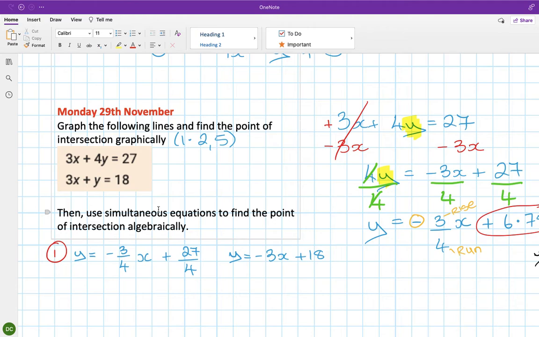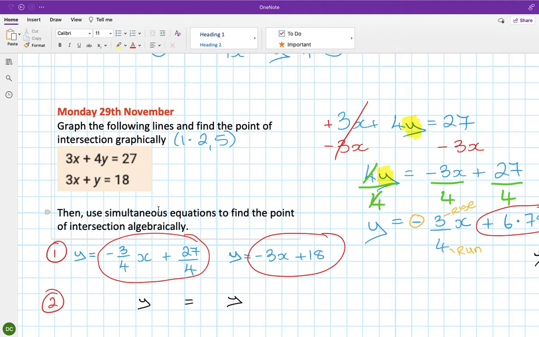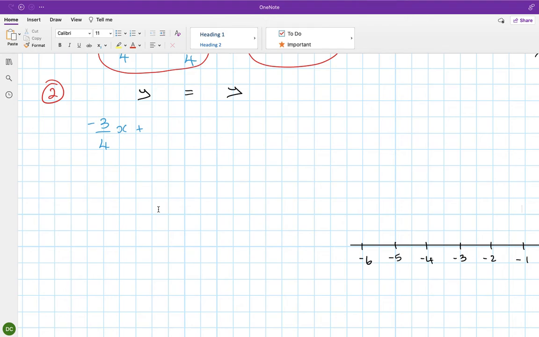Okay. The second step then, we let y equal y. So I'm going to let this version of y equal this version of y. So I get minus 3 over 4x plus 27 over 4 equals minus 3x plus 18. Okay, that's the equate. Now, the third step is to solve, but we don't solve a fraction. So if there are fractions, you get rid of them by multiplying across by the common denominator. The common denominator here is 4. So I'm going to multiply by 4.